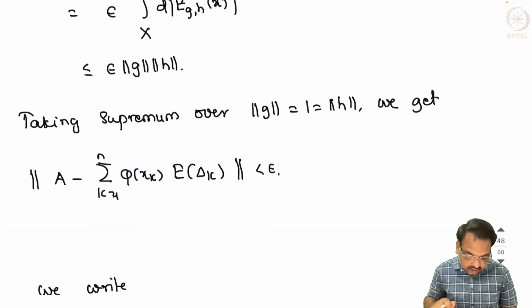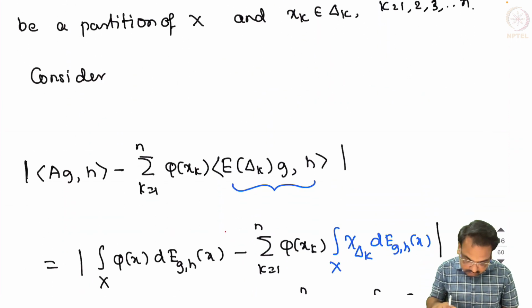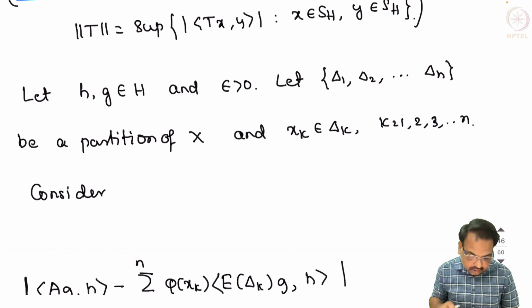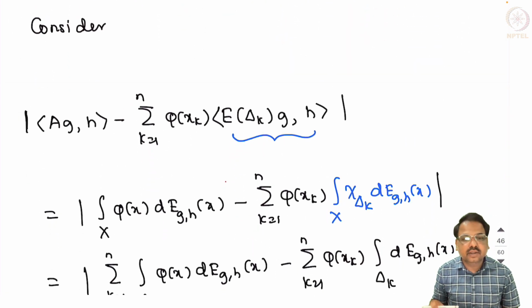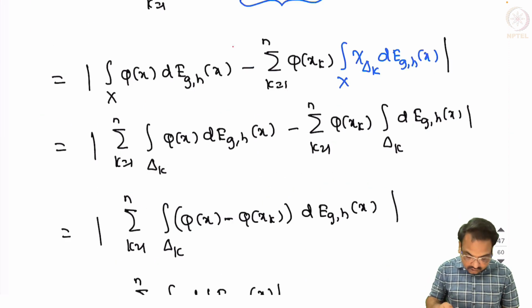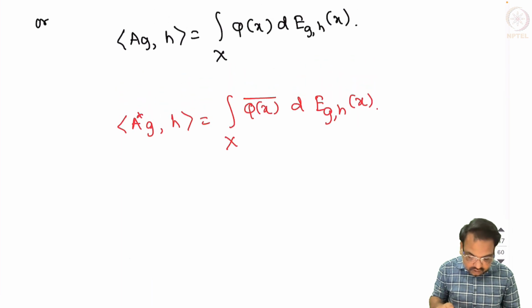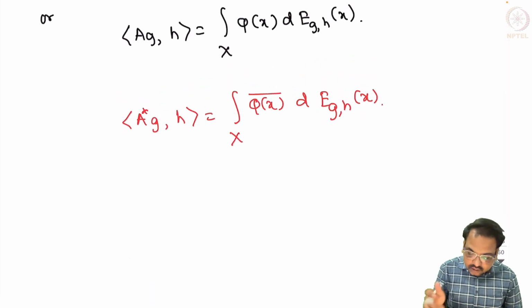This directly comes from this result, that the approximation of the inner product of Ag with h with these functions is the summation k equal to 1 to n of φ(xk) times the inner product of E(Δk)g with h. Now using the definition of the adjoint of A, we can actually show that A* is given by this relation.